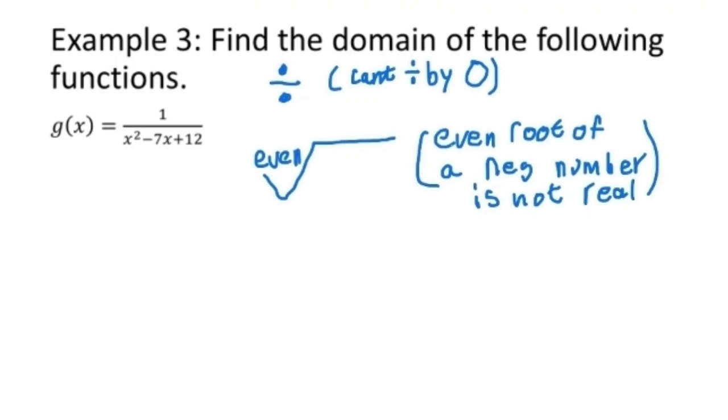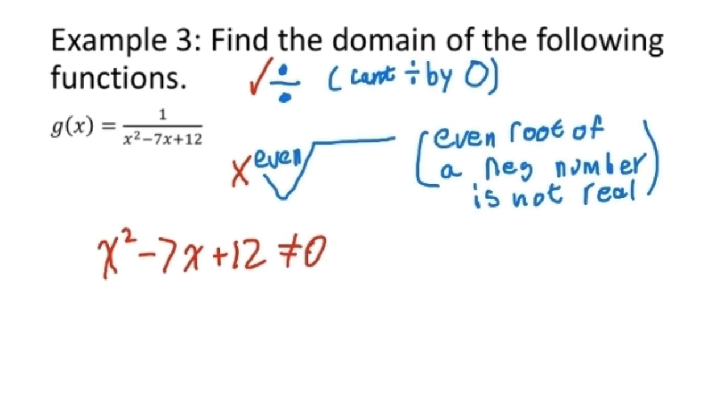Now we're going to find the domain of g of x, which equals 1 over x squared minus 7x plus 12. In this function, I don't see any even roots, but I do see division. And the one number I'm not allowed to divide by is 0. So if our denominator, x squared minus 7x plus 12, is 0, the function becomes undefined because we can't divide by 0. So we want our denominator here to not be equal to 0.